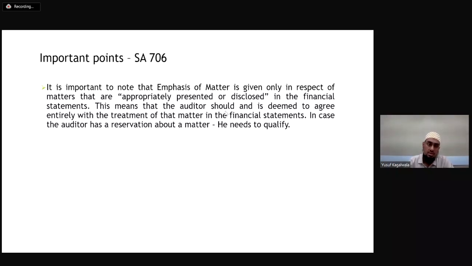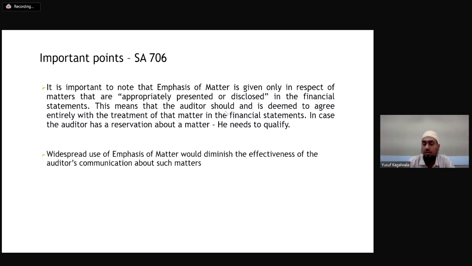In case of SA 706, certain important points need to be kept in mind. Emphasis of matter is to be given only in respect of matters which are represented and disclosed in the financial statements. And in case there is any issue with the treatment of the matter in the financial statements, or we have any reservation about that matter, we need to qualify. It is only where we don't have any reservation. If the matter is disclosed in the financial statements properly but we have a reservation, qualify. If we don't have any issue, give an emphasis of matter.